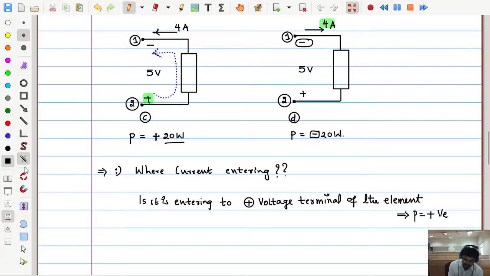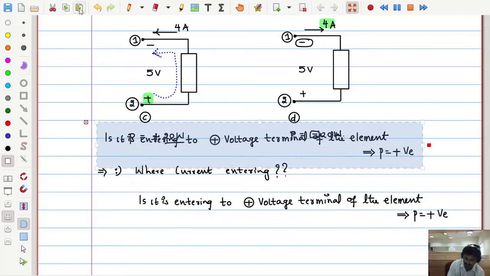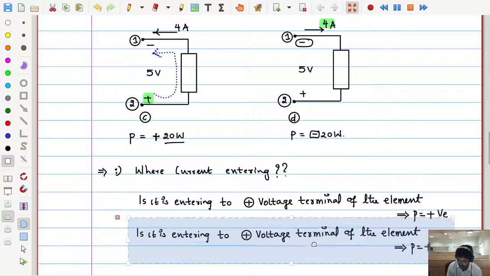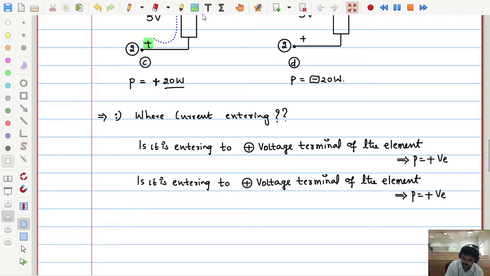If it is entering at the negative terminal of the element, that is, entering the negative voltage terminal of the element, then power is negative. That's it.